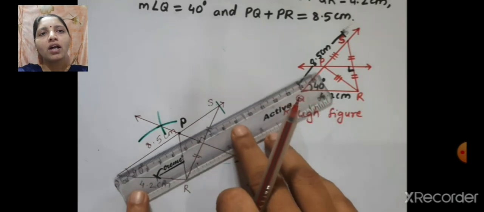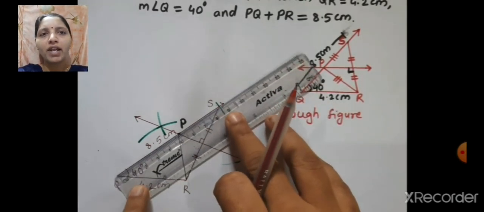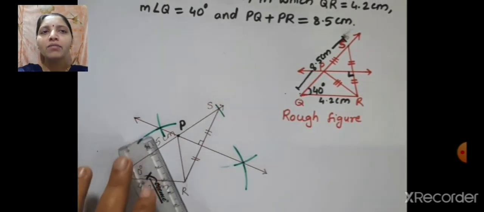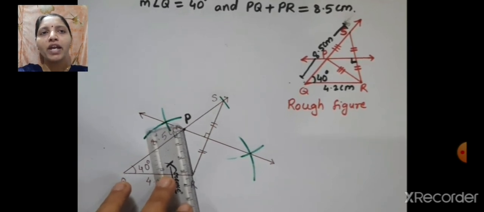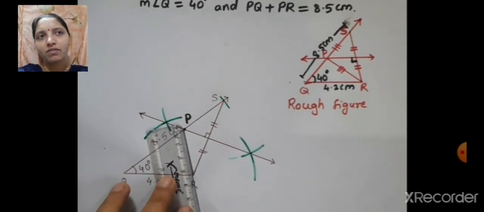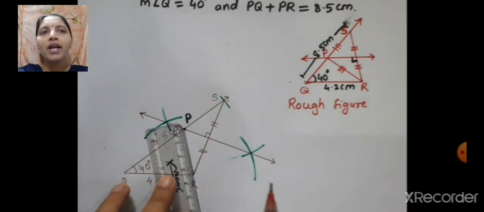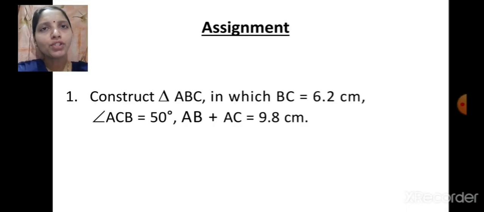Okay. Now if you measure the length of PQ and length of PR, and if you add them, you can easily get the length of 8.5 centimeter, which is given in the question, that is PQ plus PR is equal to 8.5 centimeter. Okay. Now let's move on to the assignment question.